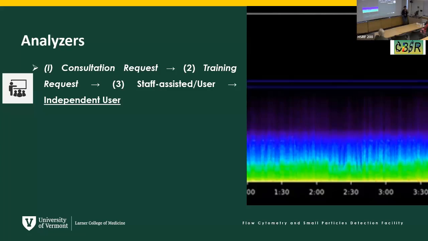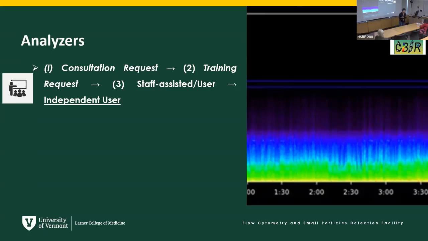If you want to use the facility to analyze by yourself, then there are some easy steps to follow. First, you will need to submit a consultation request. This is a platform to get to know each other and to know what your project is. An instrument will be assigned for your application. Then, once you know which instrument is better for you, you will submit a training request. Then we will set up the day and time that accommodates both of us.